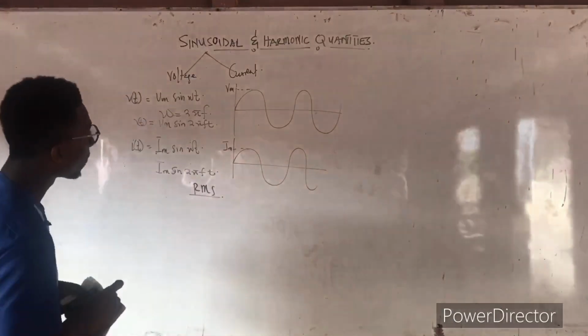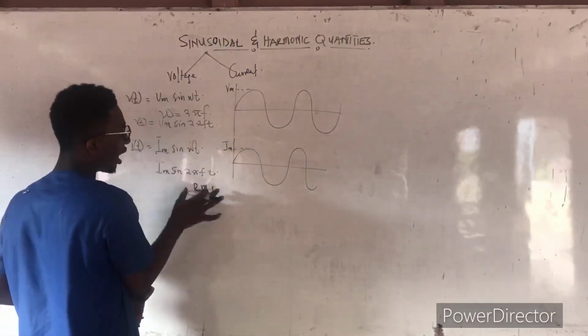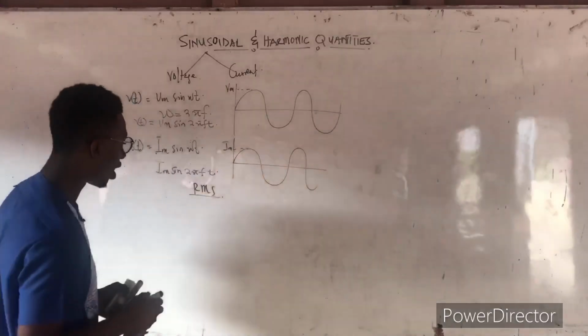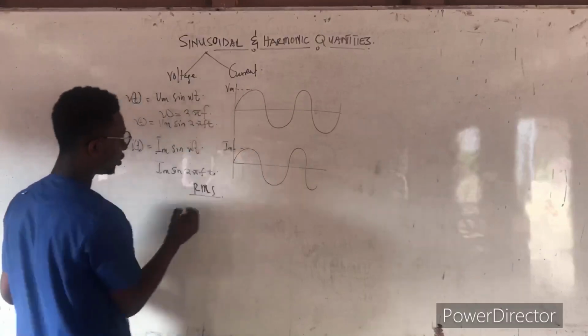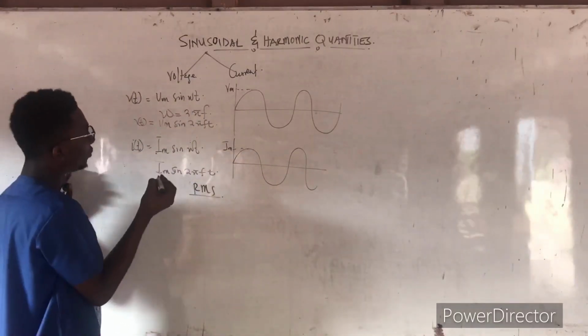Okay, so with this, we want to find the RMS value for a sinusoidal quantity. If you have a sinusoidal quantity, either the voltage quantity or the current quantity, how do you find the RMS value of a sinusoidal quantity? Before you can find an RMS value, we said we have to square the function.